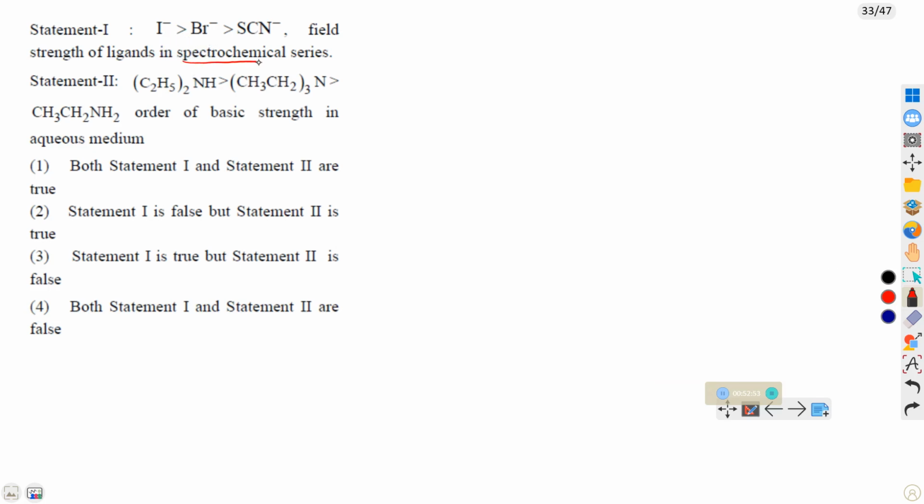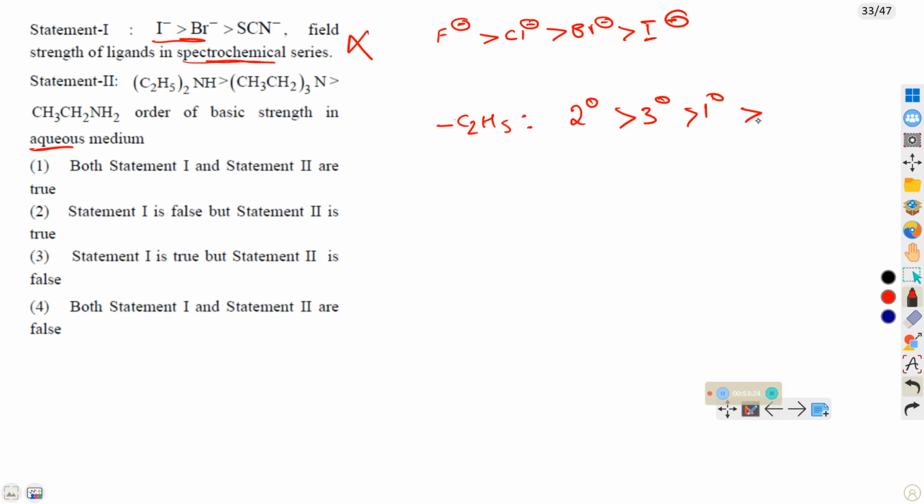Spectrochemical series order is given. The spectrochemical series order in the case of halogens is F minus greater than Cl minus greater than Br minus greater than I minus. But here it is given I minus greater than Br minus. Wrong. In aqueous medium, if an ethyl group is present, the order of basic nature is 2, 3, 1, ammonia. Statement 2 is correct. Statement 1 false, statement 2 true.